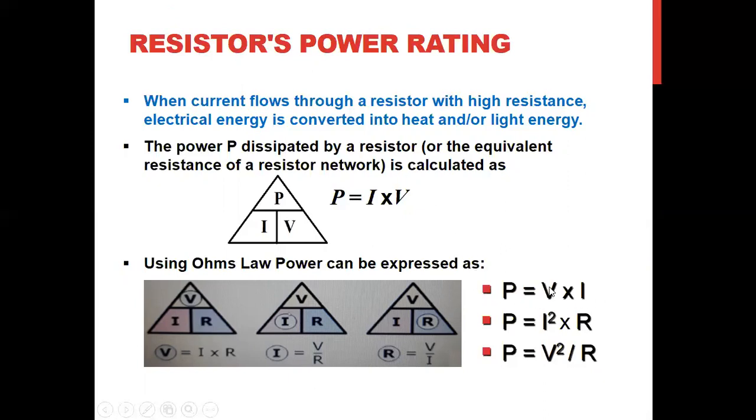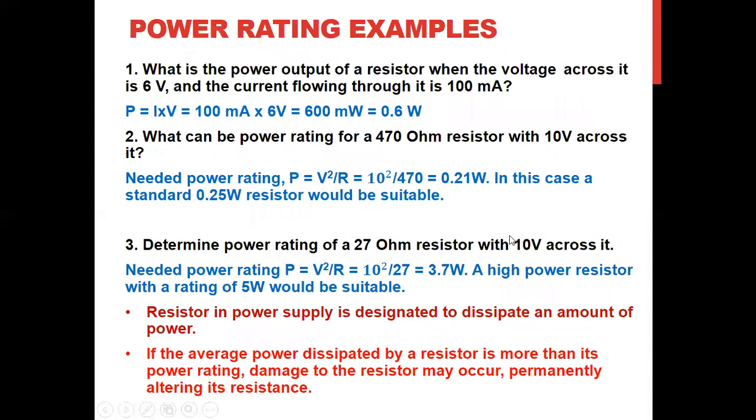The second one: if we put V equals IR, this becomes I square R. Or if I equals V over R, this becomes V square by R. So this can also be expressed in 3 different forms, and we can use them as per our need.